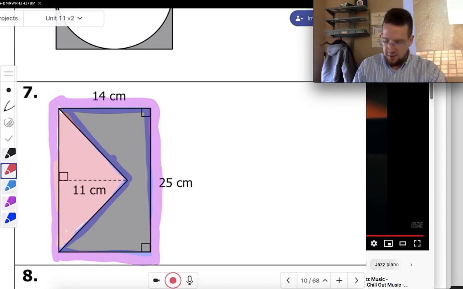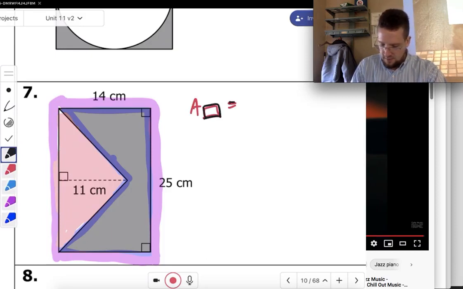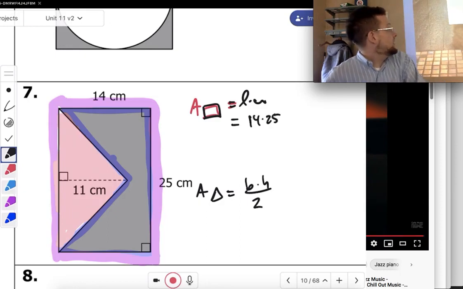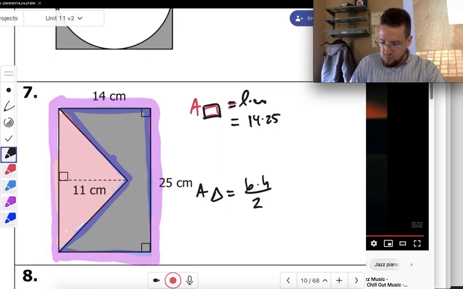So let's find the area of the rectangle, and we need to find the area of the triangle. Well, this is length times width. This is base times height divided by 2. So the length times the width of the rectangle, this one's easy. This is simply 14 times 25. 14 times 25 is 350.